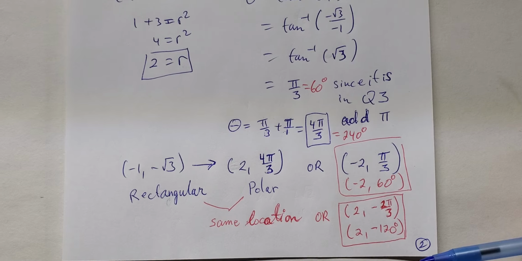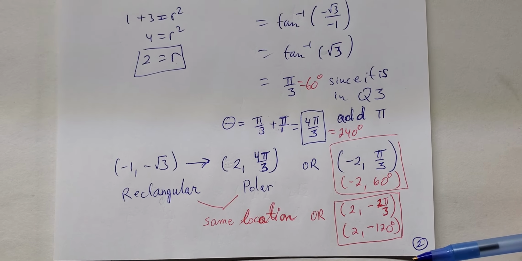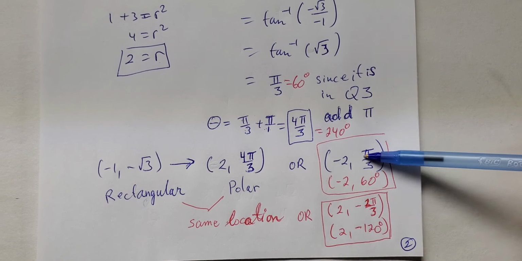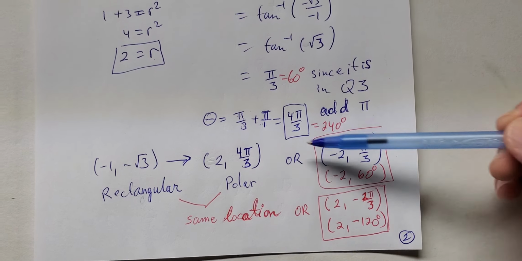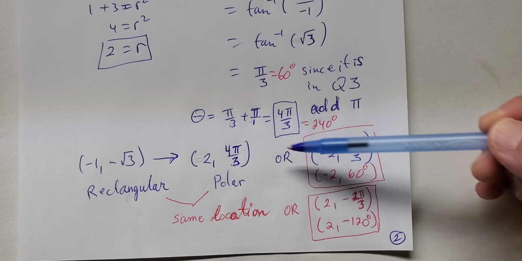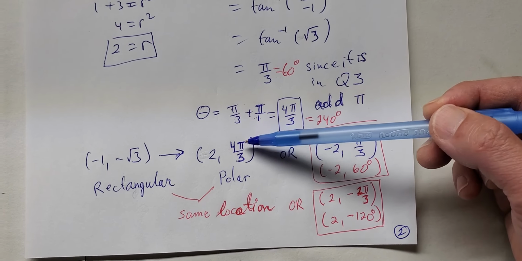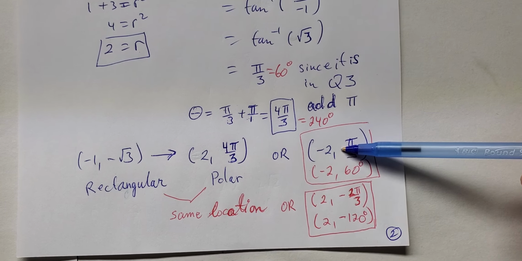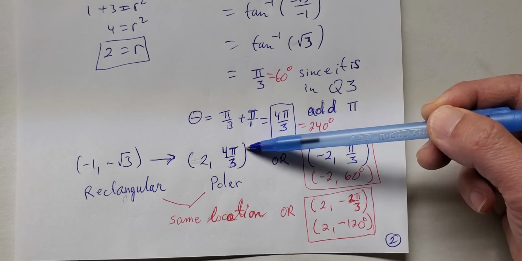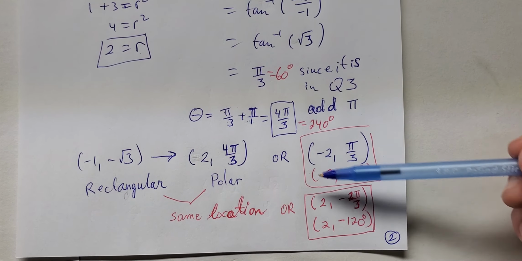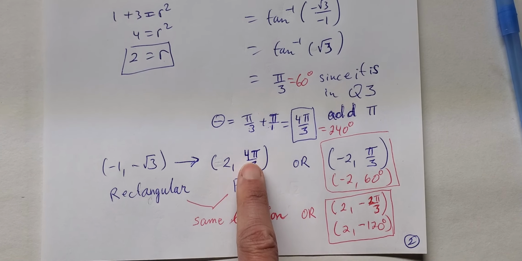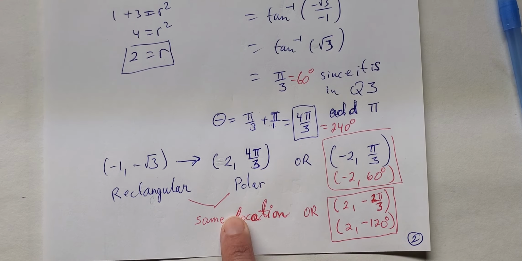So there are 3 ways to write the same location in polar coordinates. This is the first version, second, third. All 3 of these polar coordinates are the same location. So we can rewrite this into this format, then this one. All 3 of these coordinates are in the same place, just different versions of it. Again, rectangular, X, Y; polar, R, theta, same location.